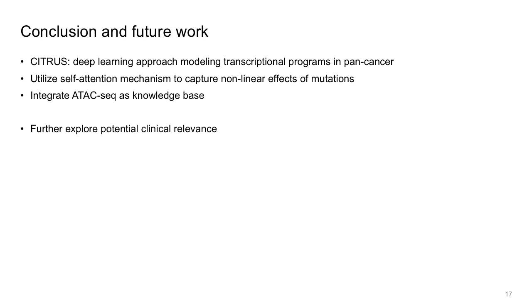In summary, we proposed a model, Citrus, which is a deep learning model to simulate the transcriptional programs in pan-cancer. Citrus utilizes a self-attention mechanism to capture the nonlinear effects of the somatic alterations and integrates ATAC-seq as a knowledge base in the neural network. As for the next step, we hope to further explore the potential clinical relevance of our model and the translational applications.